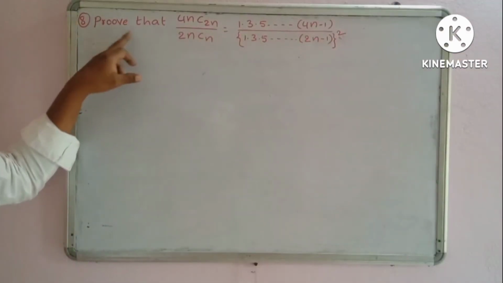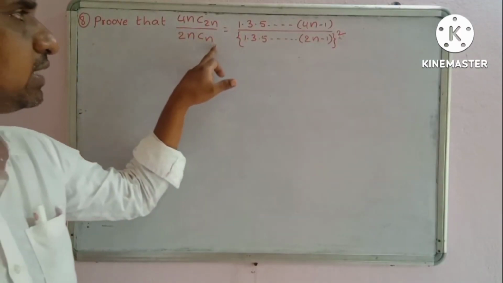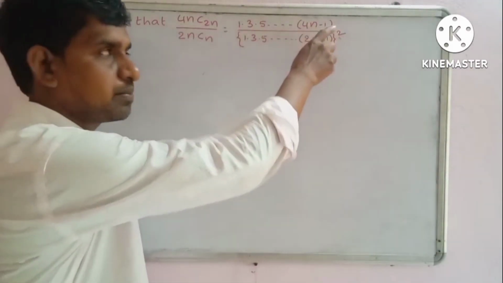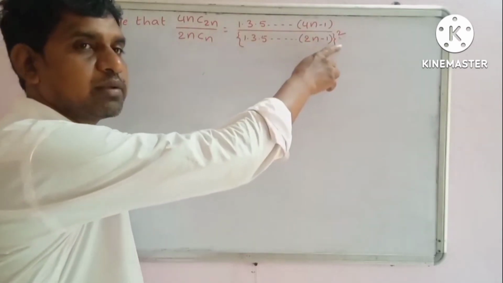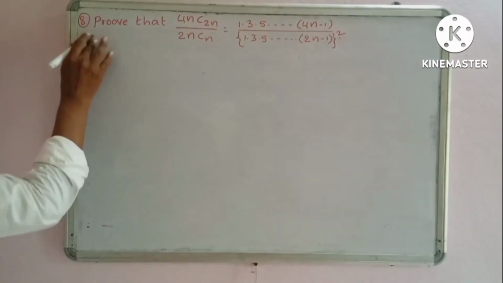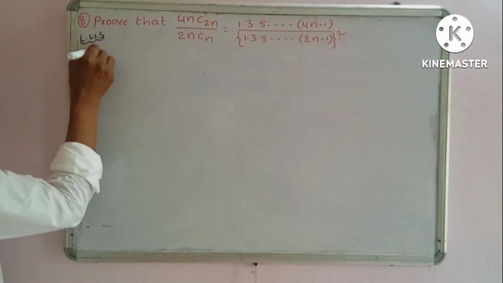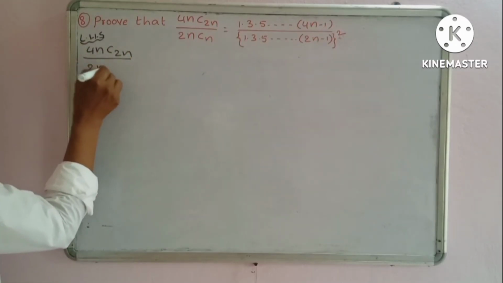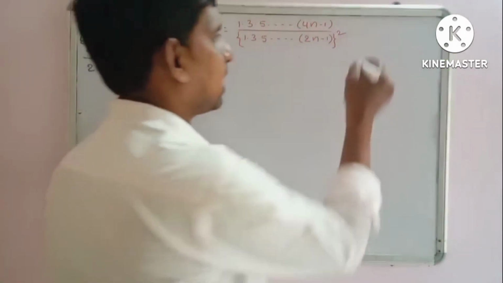Prove that 4nC2n by 2nCn equals 1 into 3 into 5 into so on up to (4n minus 1) divided by (1 into 3 into 5 into so on up to (2n minus 1)) whole square. First, let us take the LHS. What is the LHS? 4nC2n by 2nCn. We know the formula for nCr.